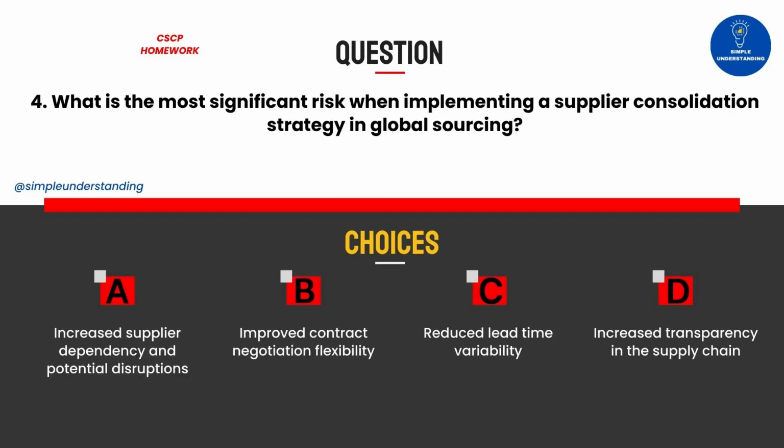4. What is the most significant risk when implementing a supplier consolidation strategy in global sourcing? A. Increased supplier dependency and potential disruptions. B. Improved contract negotiation flexibility. C. Reduced lead time variability. D. Increased transparency in the supply chain.